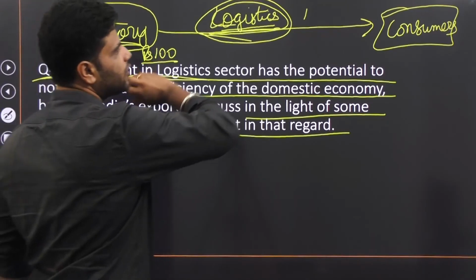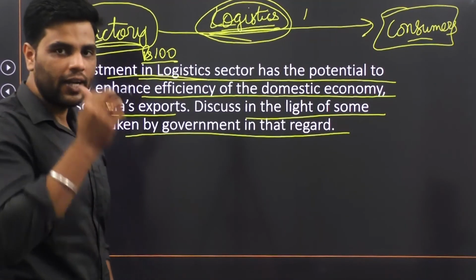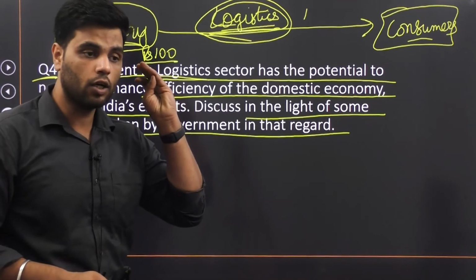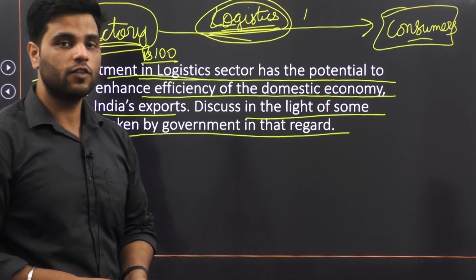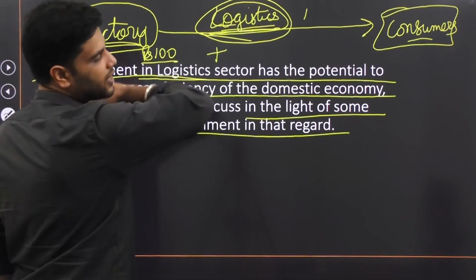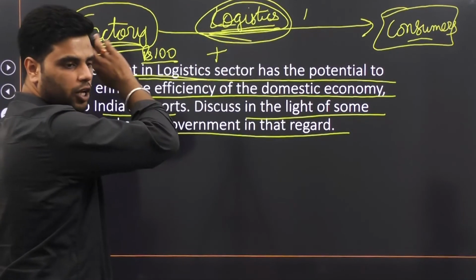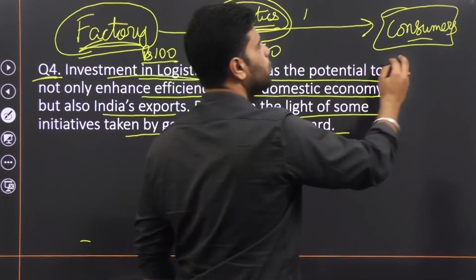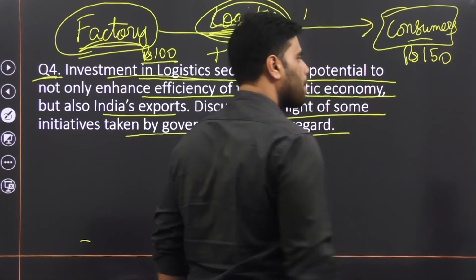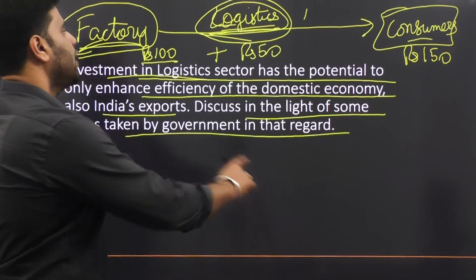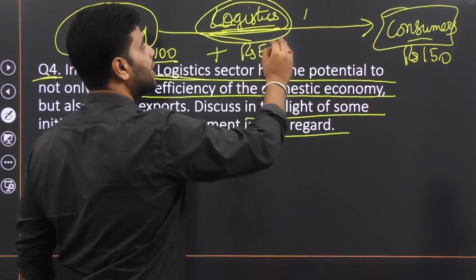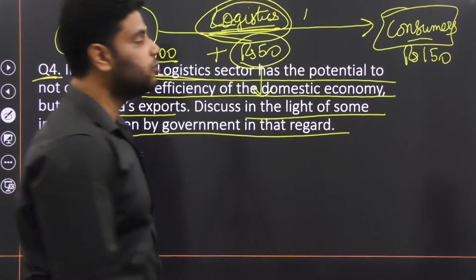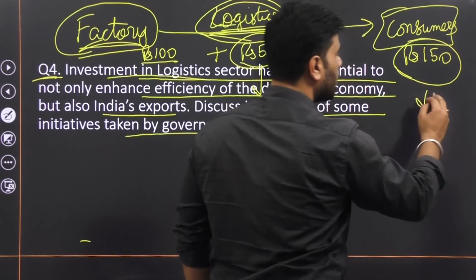Now this pen has to be transported to the consumer, right? So transportation charges would be added to the price of this product, then storage charges would be added. Let's suppose all the logistics services that this product uses cost around 50 rupees. And the final consumer would buy this product at 150 rupees. What's the problem? If your logistics sector becomes efficient, this cost would come down. When this cost comes down, the final price of the product would come down.